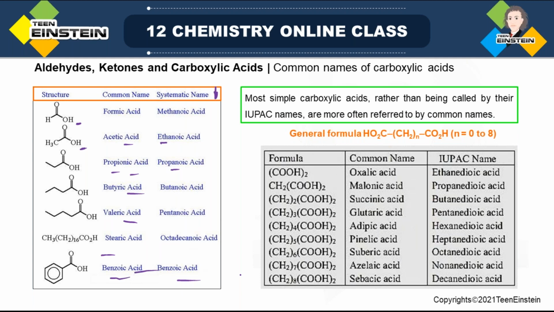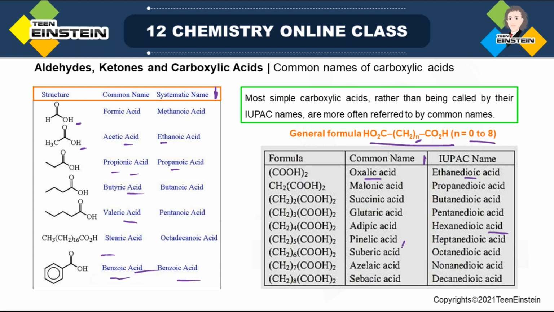Now some dicarboxylic acids. The general formula is CO2H, then CH2 linkage with N value. This N value may be 0 to 8. When it is 0, it is basically oxalic acid or ethane dioic acid. Remember, we have seen these names in the previous slide examples. The IUPAC names we have already seen, but for common names there is no other way except to memorize all these names.